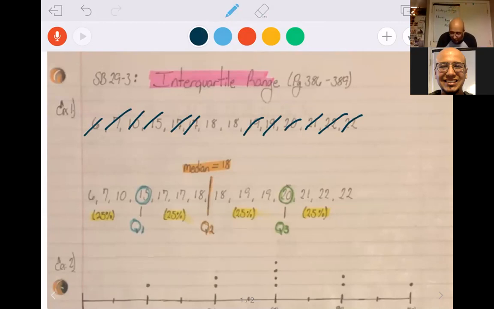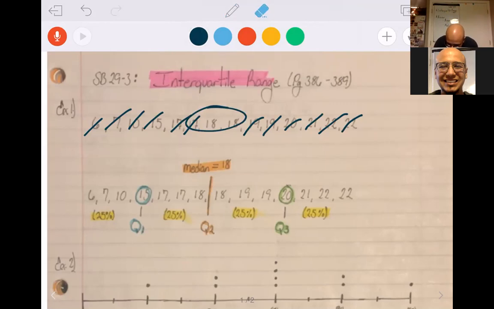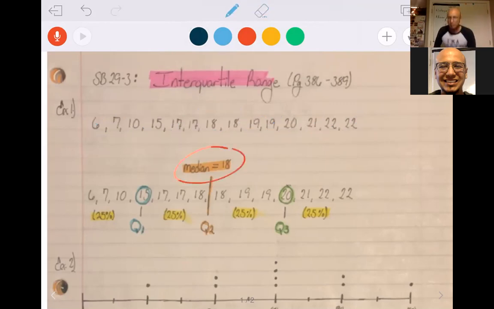So right here we find that we have two numbers right in the middle. We have 18 and 18. And so what I need to do is add up those numbers together and then divide by 2, which 18 plus 18 is 36 divided by 2 gives me 18. So therefore, the median, ladies and gentlemen, would be 18. As we see right here, that is my median.